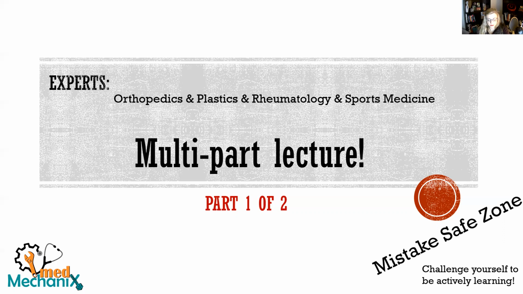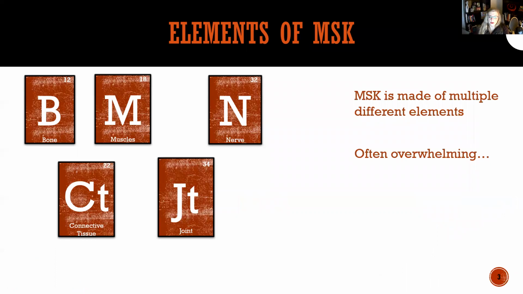Now that brings us to why on earth I called this Elemental MSK. And that is because I kind of think about the MSK section as almost like little elements. There are multiple diseases made up of multiple different kinds of elements. So there are just some bone diseases, just like there are some muscle diseases. And that's the only problem that those diseases have. But there are a lot of complex MSK disease processes that involve multiple elements. So, for example, a joint is made up of bone, muscle, nerve, and connective tissue.